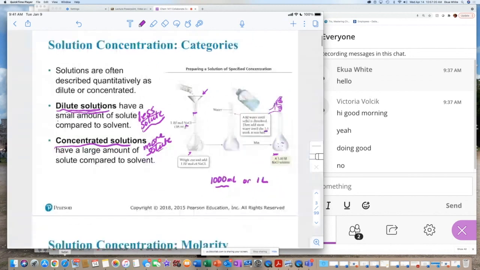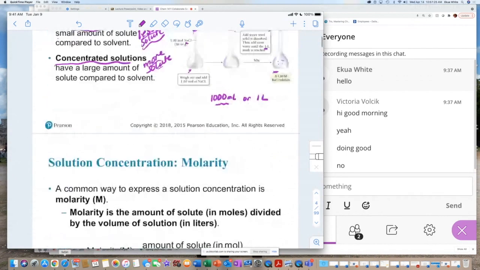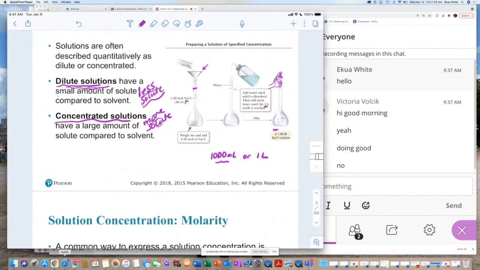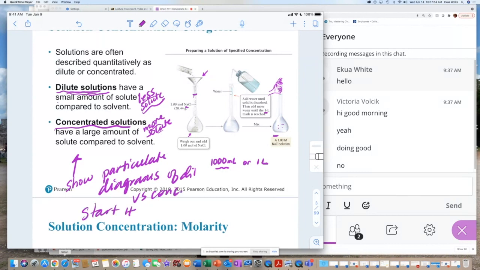Okay, so what I'm going to do is just end here because I can't really go into the rest of this without really, I'd rather just say start here next time. I'll write myself a note. Show, what's that called? Particulate diagrams of dilute versus concentrated. No, say start here. Okay. So this is a note to myself.